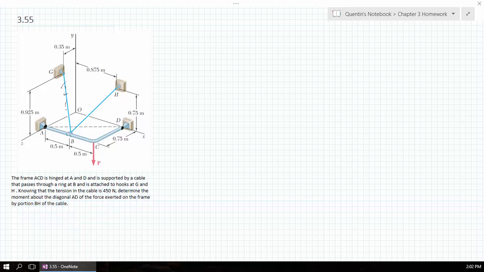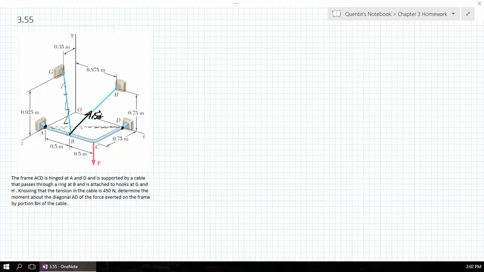Okay, so we're just going to gratuitously ignore that one. So what we're saying is there's a force going off here, and that is BH, and that is putting a moment about this diagonal. So what in the world does that mean? Let's talk about that for just a second.